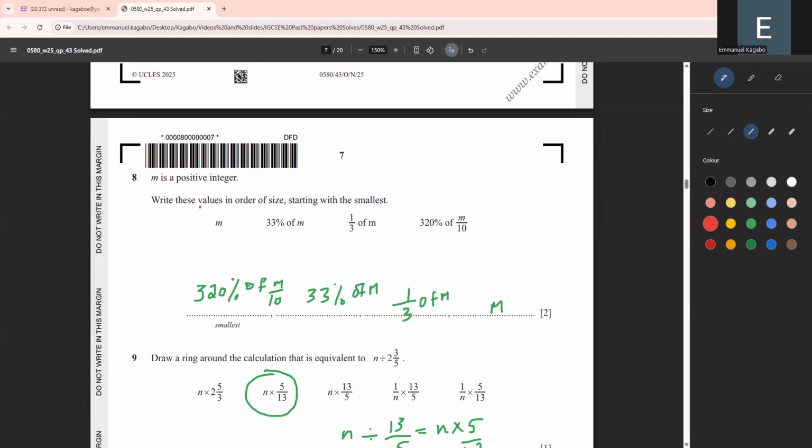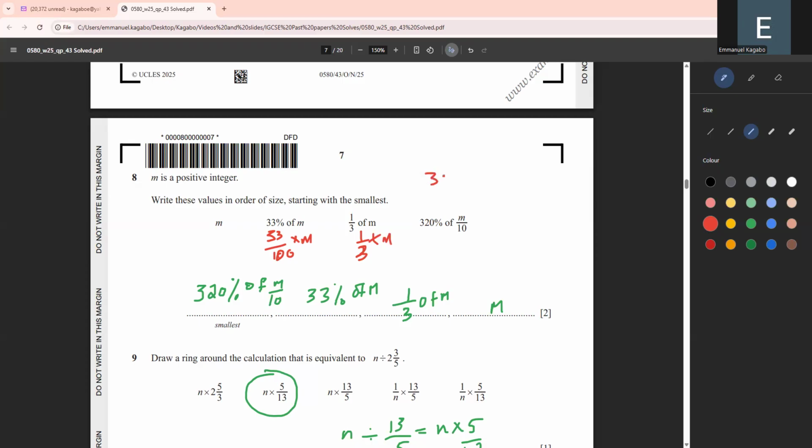M is a positive integer. Write down the values in order. This is just arranging the numbers from the smallest. This is M, which you can consider to be 100%. This one is 33% of that. That's basically 33/100 times M, right? Okay, because of means multiplication. This is 1/3, 1/3 times M. Are we together here?